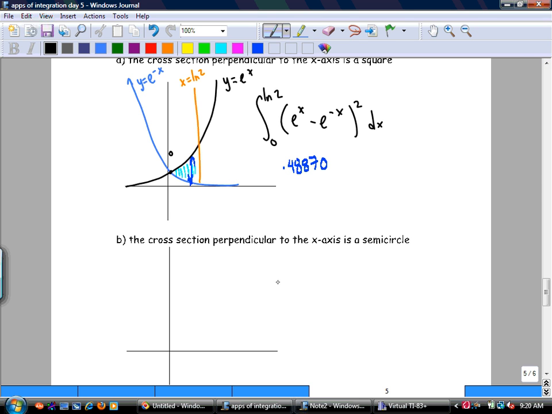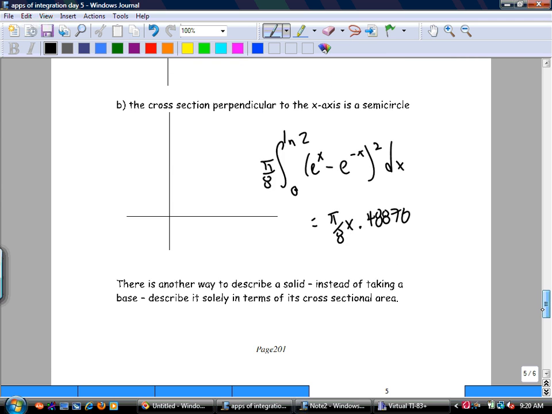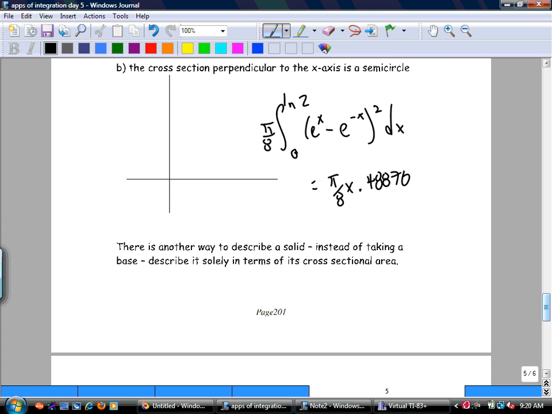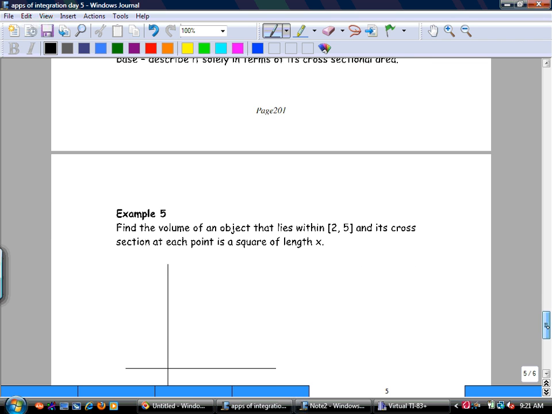So I guess we could put the formula here as just pi over 8, integral from 0 to ln2, of e to the x minus e to the minus x, squared, dx. So it's just pi over 8 times 0.48870. And we're doing this. Good.